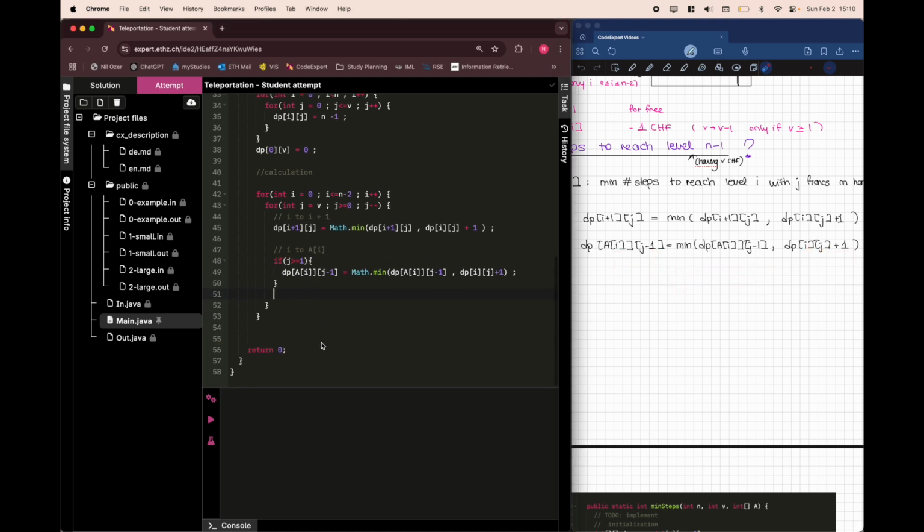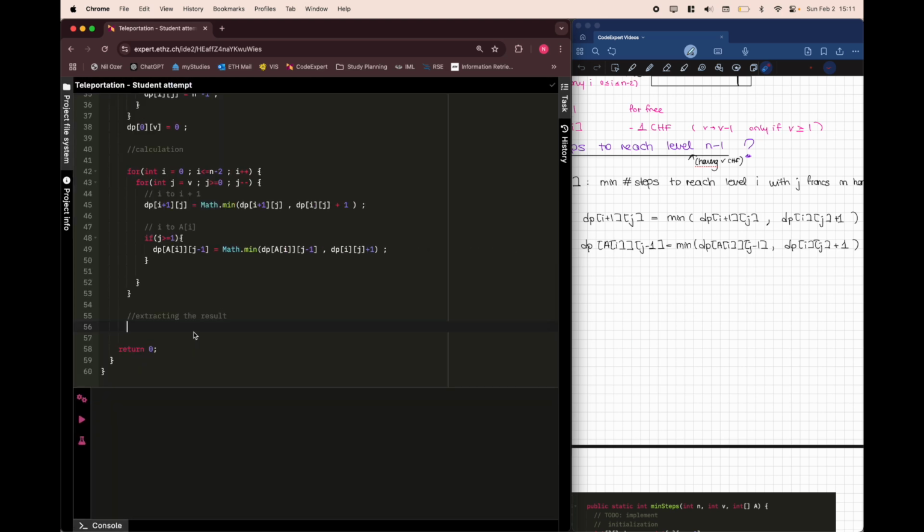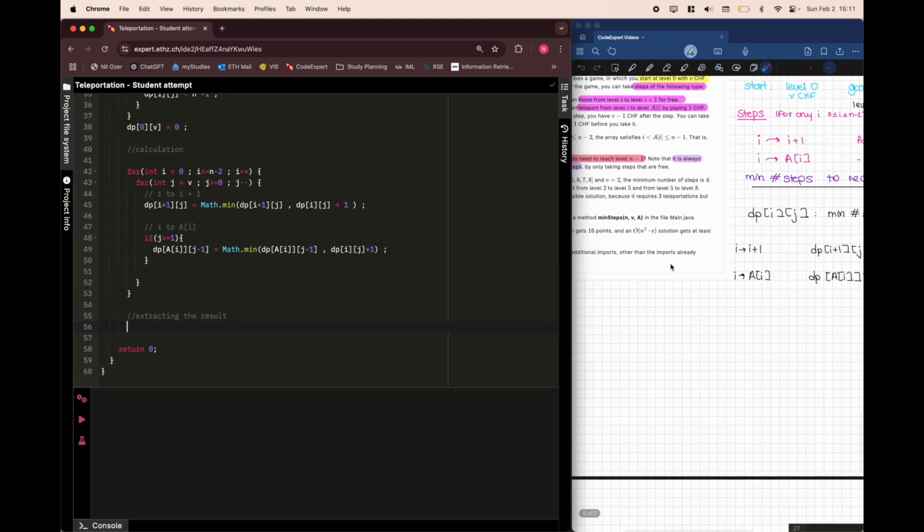So we're basically done with our calculation. The only thing left is what we're gonna return, right? So extracting the result, as we would say it in an actual written task.